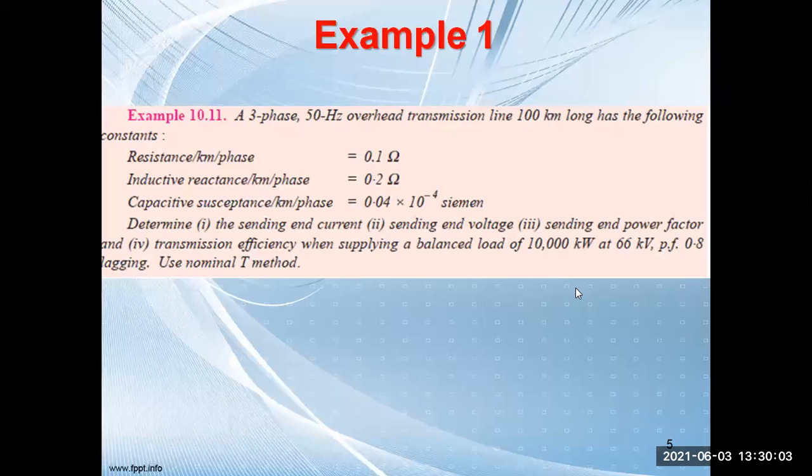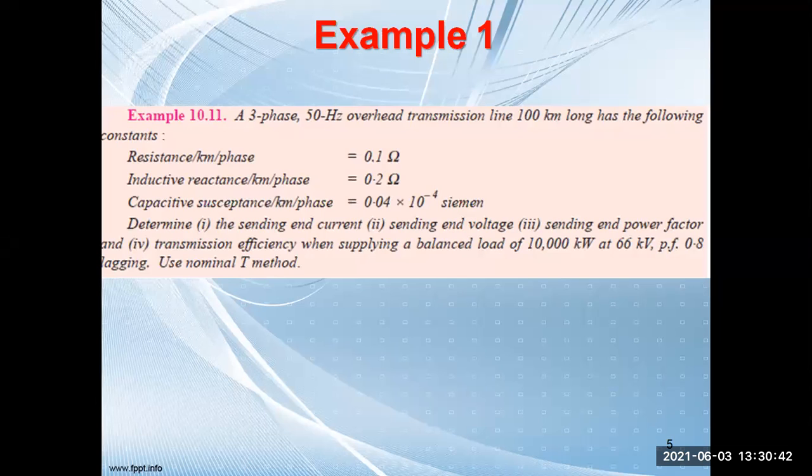Now we have a numerical problem. A three-phase 50 Hz overhead transmission line, 100 km long, has the following constants. Resistance per kilometer per phase is 0.1 ohm. Inductive reactance per kilometer per phase is 0.2 ohm. Capacitive susceptance per kilometer per phase is 0.04 into 10 to the power minus 4 Siemens. Determine the sending end current, sending end voltage, sending end power factor and transmission efficiency when supplying a balanced load of 10,000 kilowatt at 66 kV, power factor 0.8 lagging. Use the nominal T method.